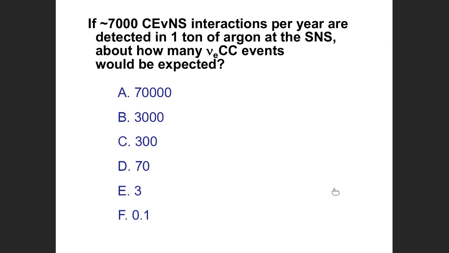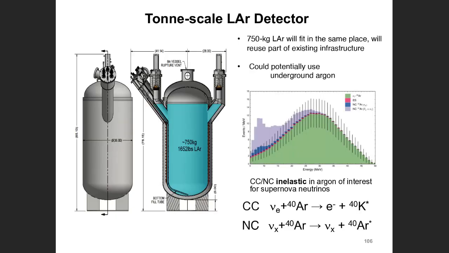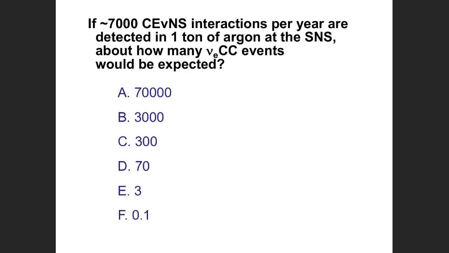Oops. I seem to have lost the poll. Sorry about that. But okay, the most popular answer was D, and that's not too far off. Actually, the best answer turns out to be, maybe a little bit surprisingly, C, and that's because this interaction on argon is actually a particularly high cross-section one. It's a super loud reaction, so it's actually about 300. This turns out to be the best answer here.